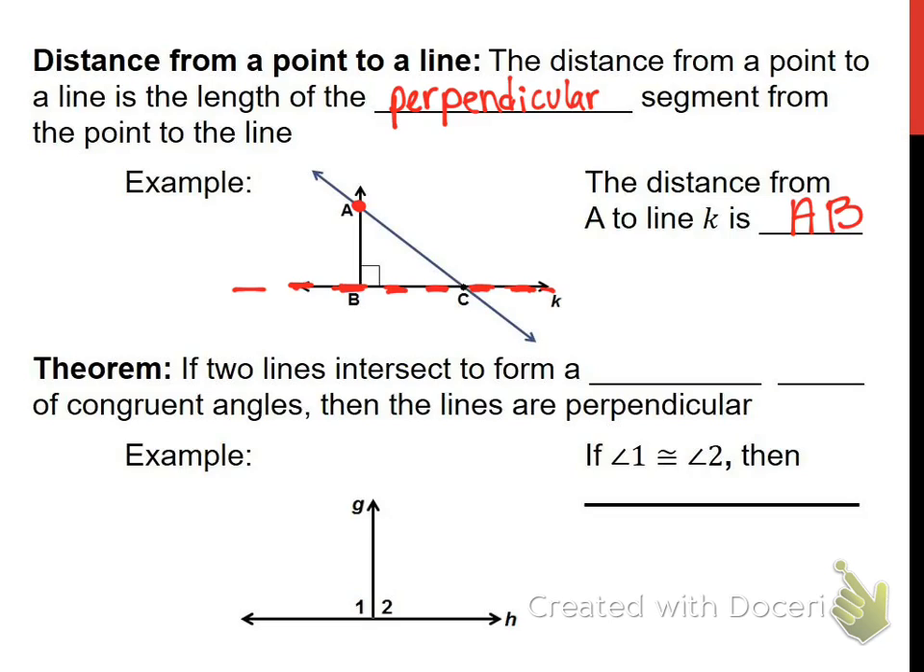Okay. If two lines intersect to form a linear pair of congruent angles, then the lines are perpendicular. So in our diagram here, we've got angles 1 and 2. They are a linear pair. So if angles 1 and 2 are congruent, then what's true about G and H? G is perpendicular to H.